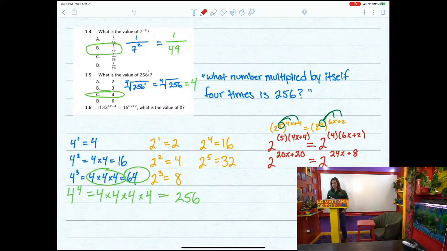I'm just distributing that 5 to the 4x and then to the 4 on the left-hand side. And then I'm distributing that 4 on the outside of the parentheses to the 6x and to the 2. Now I have common bases on opposite sides of an equal sign, so I can drop the bases and just equate the exponents. So 20x plus 20 must be equal to 24x plus 8.